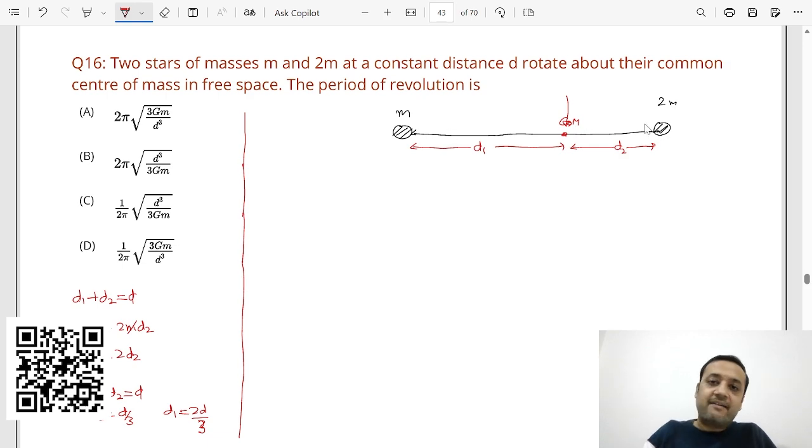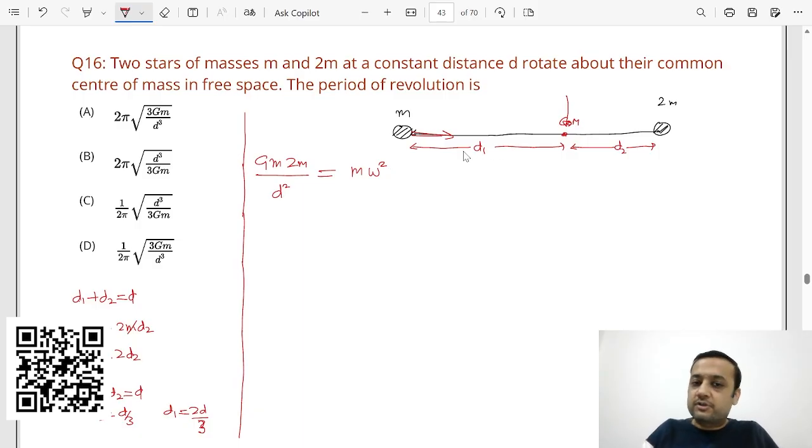So that will be the gravitational attraction of 2m. If I ask you what is the gravitational attraction of 2m, you will say that is G into mass of first particle into mass of second particle divided by distance between them squared. So G into m into 2m by d squared. This is the attraction of 2m on m, and that will be equal to the centripetal force on m. So that will be equal to m into omega square into radius of circular motion.